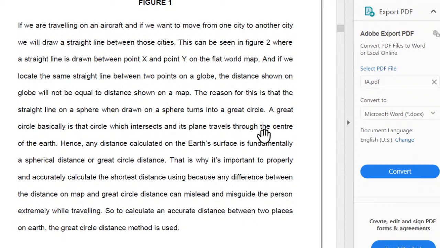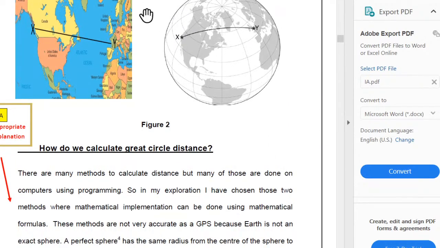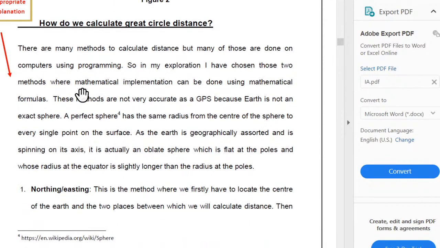And its plane travels through the center of the Earth. So the distance calculated on the Earth's surface is fundamentally a spherical distance, or a great circle distance. That's why you cannot just directly use Pythagoras. You have to involve this great circle distance. So to calculate accurate distance, the great circle method is used. Okay. So here it is. Straight on a globe, it's curved. Okay. How do we calculate it?